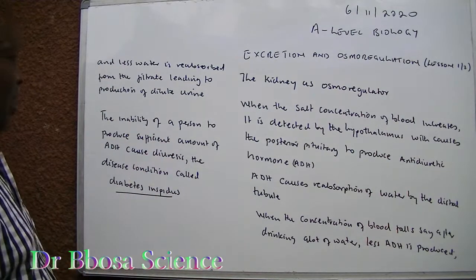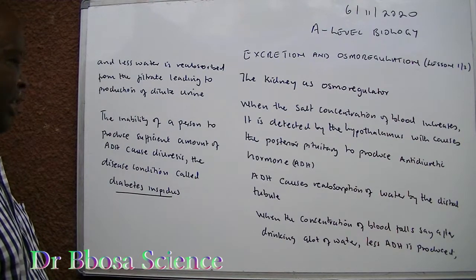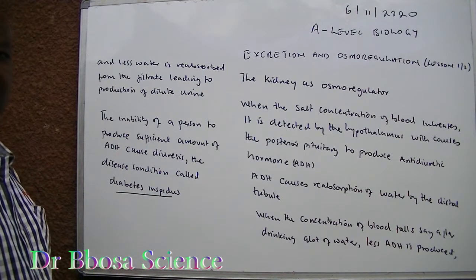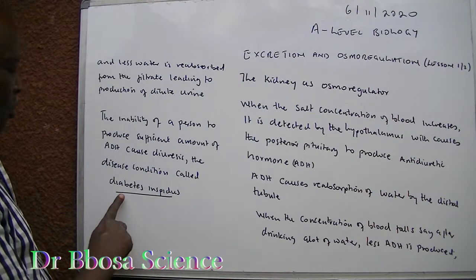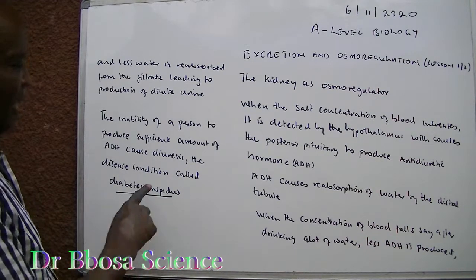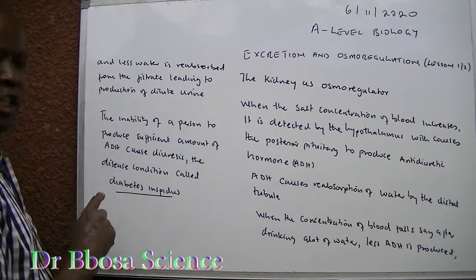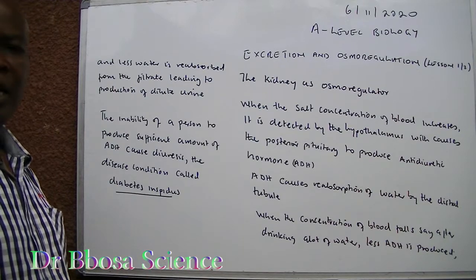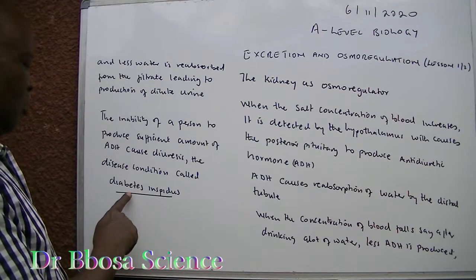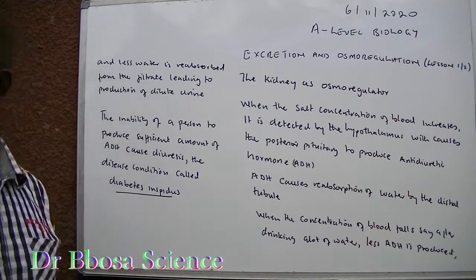The inability of a person to produce a sufficient amount of ADH causes diuresis, the disease condition called diabetes insipidus. So if you are unable to produce a sufficient amount of ADH, you will produce a conspicuous amount of urine. The disease condition is called diabetes insipidus.